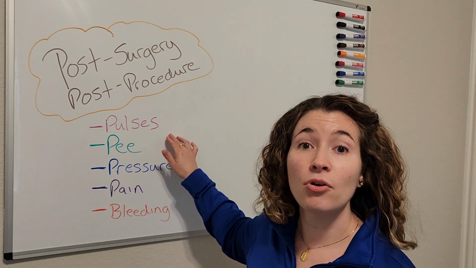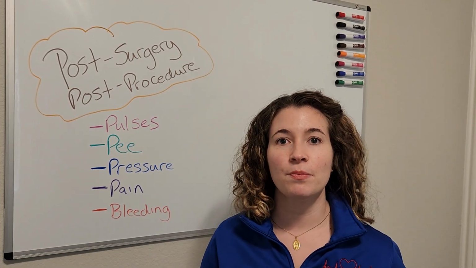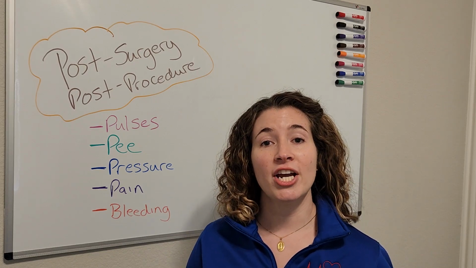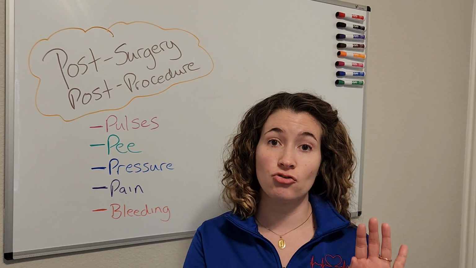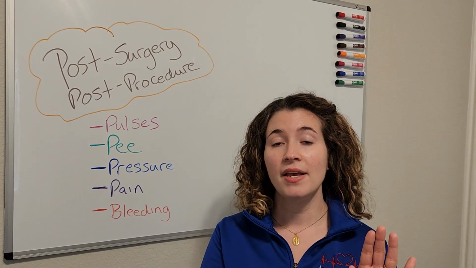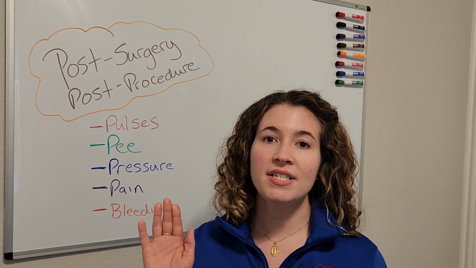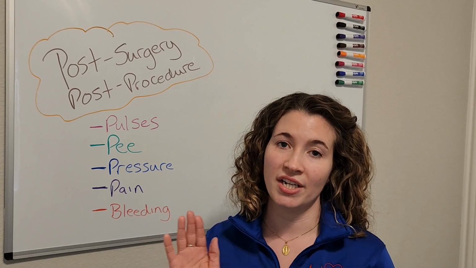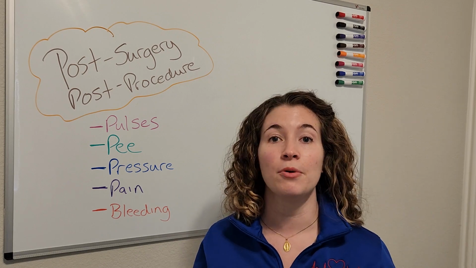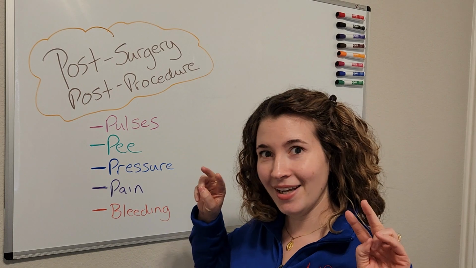In general, pulses are a big assessment point for these patients, especially if the provider was working on a specific extremity. You always want to start by checking the pulse in the unaffected extremity so that you have a baseline and a comparison point. Then when you check the pulse in the affected extremity, you can see if it's equal or decreased. If it's decreased, that may be an indication that you either need to call the provider or assess further.